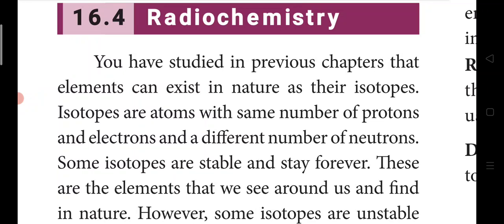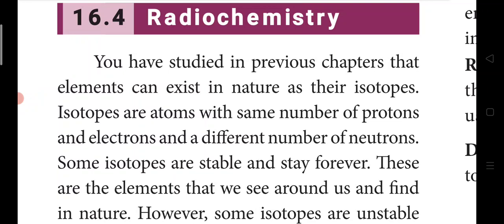Write today's date in your textbook. Take page number 191, radiochemistry. You have studied in previous chapters that elements can exist in nature as their isotopes. So, what do you mean by isotopes? Same atomic number but different mass number, we call isotopes. Iso means same. Isotopes are atoms with the same number of protons and electrons and a different number of neutrons. Underline that.